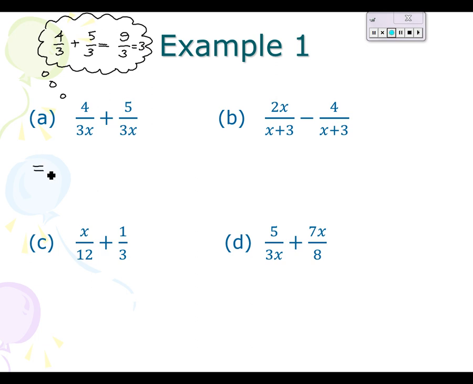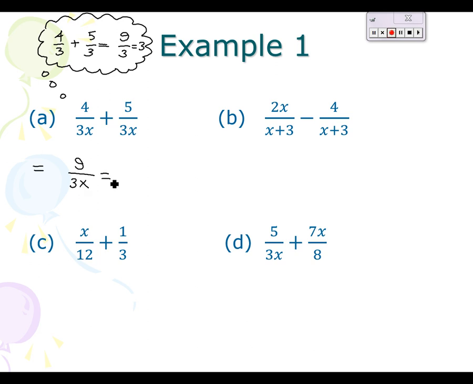So with that in mind, can anyone tell me what this would equal? Do these have the same denominator? If so, then sweet. Let's just add the numerators. What do we get on the top? 4 plus 5 on top, just like up here, is 9 still, right? Nothing's changed at all. It's just instead of 3 in the bottom, we've got a 3x. But the denominators are still the same, and therefore we can just still add the numerators. The denominator takes on the denominator of the original two fractions.